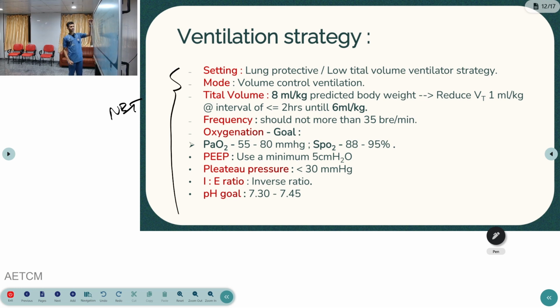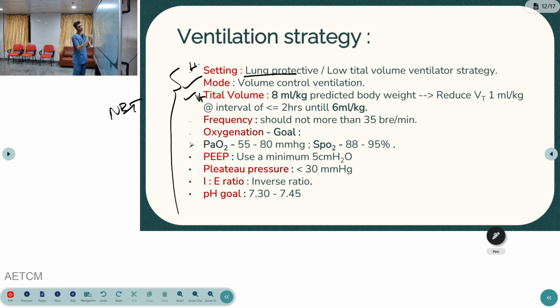So first thing, if you're putting the person on a ventilator, the setting is a lung protective, low tidal volume strategy. We know the indications for mechanical ventilation, various things we have. In ARDS, mainly we are putting the person on a ventilator for healing purpose, so healing ventilation. For that reason we are keeping the lung protective, low tidal volume ventilation strategy. Mode wise, we are keeping volume control ventilation.